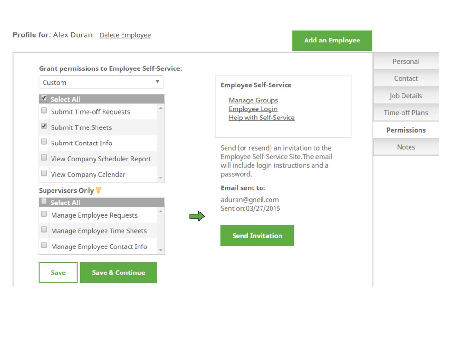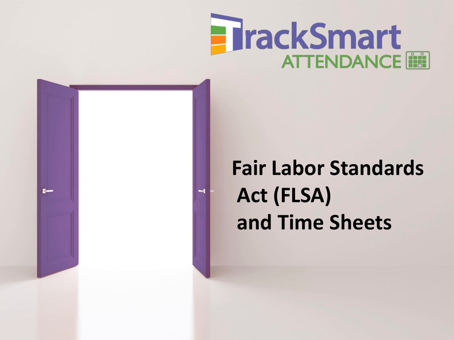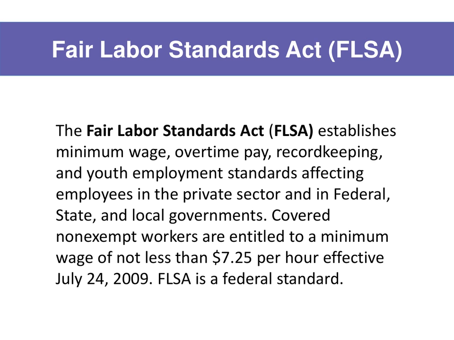Take a few minutes to talk about the Fair Labor Standards Act and how it impacts timesheets. The Fair Labor Standards Act, or FLSA, establishes minimum wage, overtime pay, record-keeping, and youth employee standards affecting employees in the private sector and in federal, state, and local governments. Covered non-exempt workers are entitled to a minimum wage of not less than $7.25 per hour, effective July 24, 2009. FLSA is a federal standard.